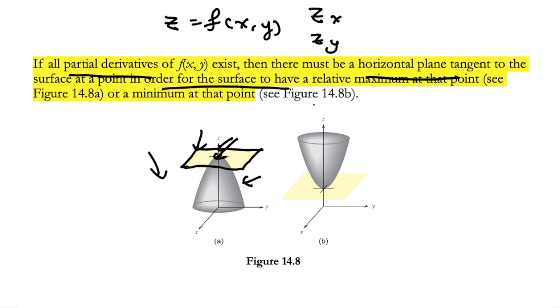But if we talk about relative minima, you see this plane is touching the minimum point, which is here, and it becomes a tangent plane, isn't it, to that relative minimum point here.